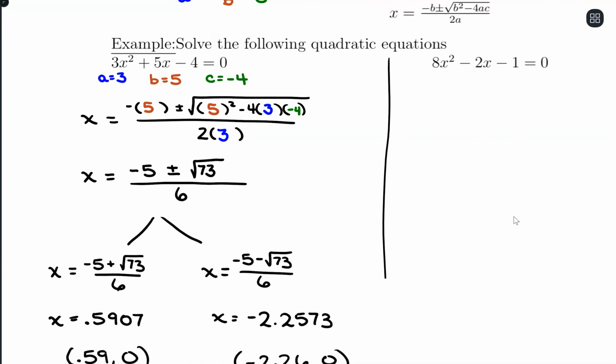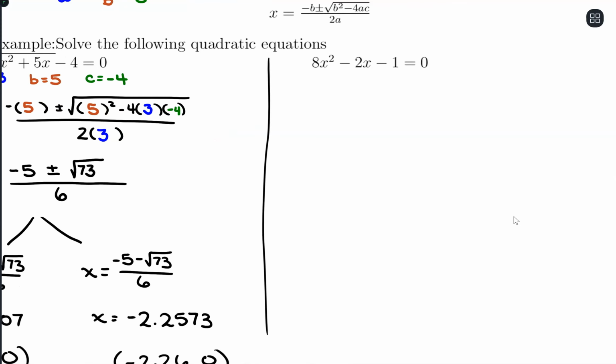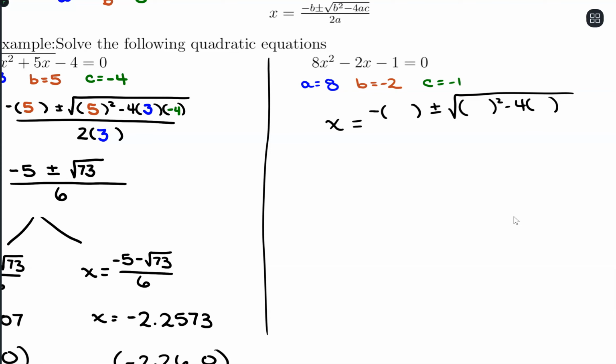All right, let's take a look at another example here. 8x squared minus 2x minus 1 equals 0. So we have 0 on one side of the equation. We're going to have a equals 8, b equals negative 2, and c equals negative 1. So we're going to go x equals negative b plus or minus the square root of b squared minus 4ac all over 2a. I'm just going to plug in my values.